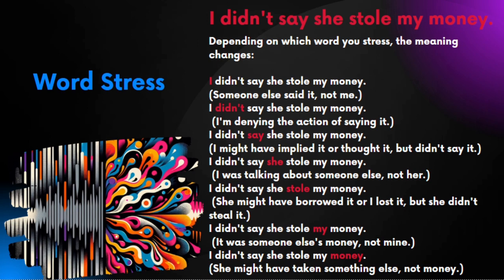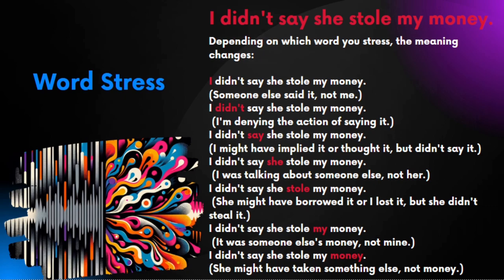Starting off with the first one. I didn't say she stole my money. I'm saying someone else said it, not me. I didn't say she stole my money. So I'm denying the action of saying it. I didn't say she stole my money. I might have implied it or thought it, but didn't say it. I didn't say she stole my money. I was talking about someone else, not her. I didn't say she stole my money. She might have borrowed it or I lost it, but she didn't steal it. I didn't say she stole my money. It was someone else's money, not mine. And I didn't say she stole my money.